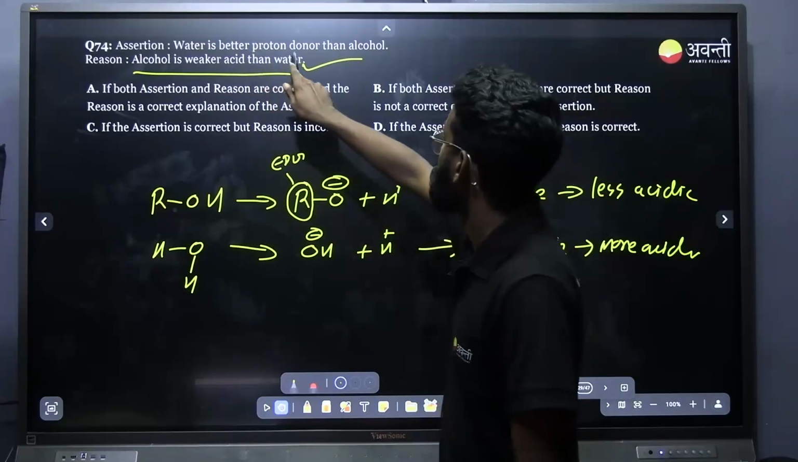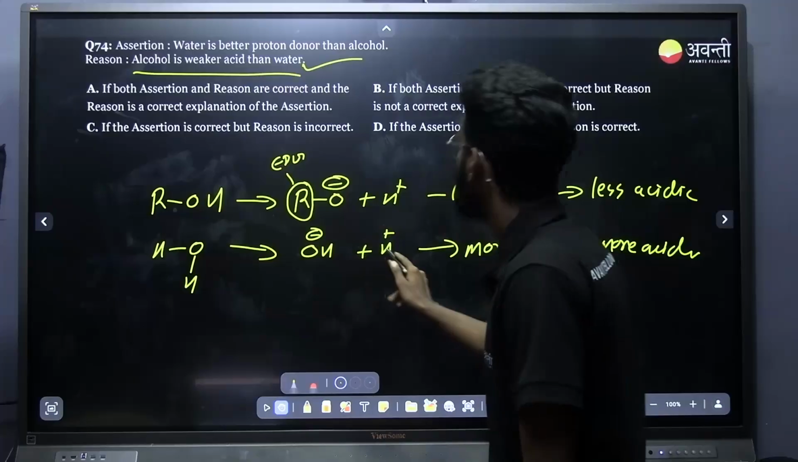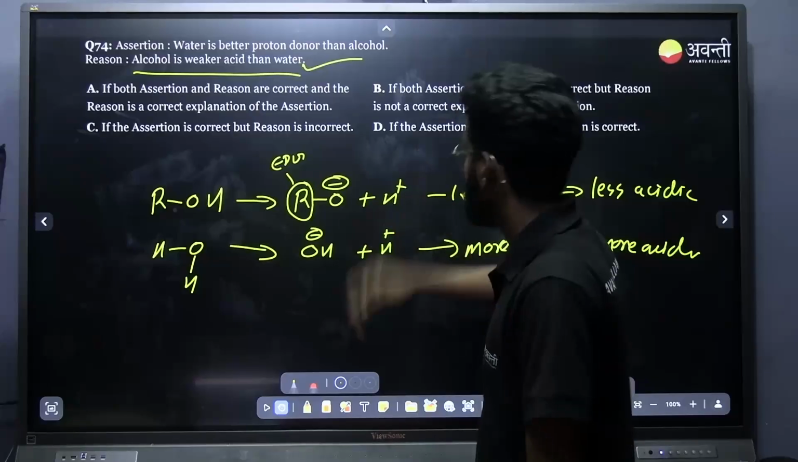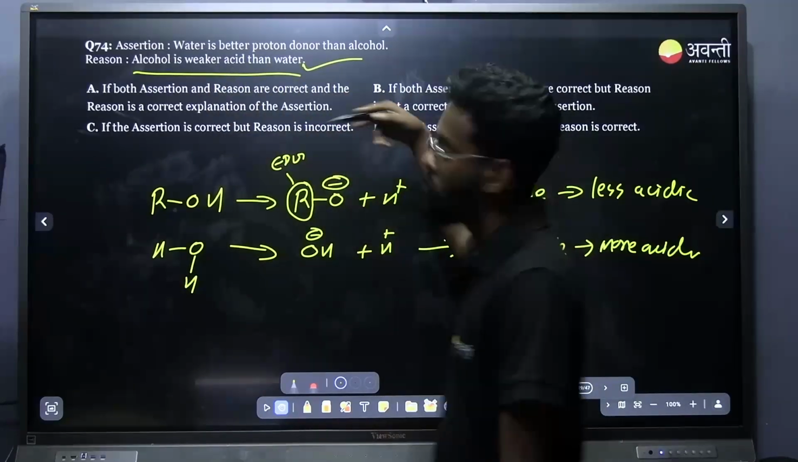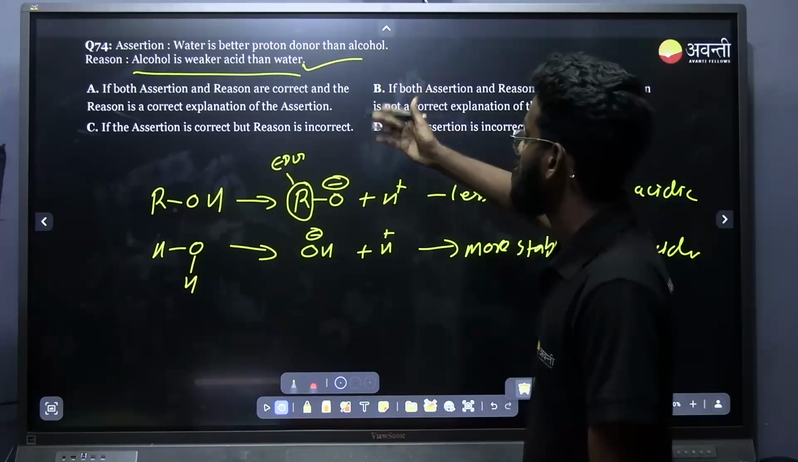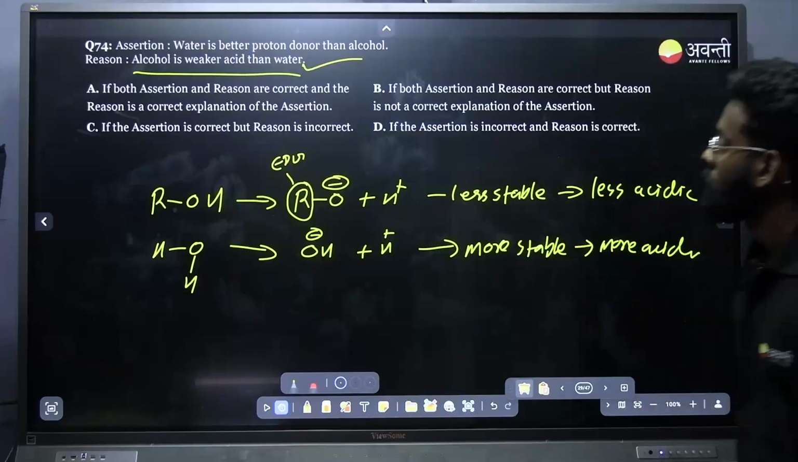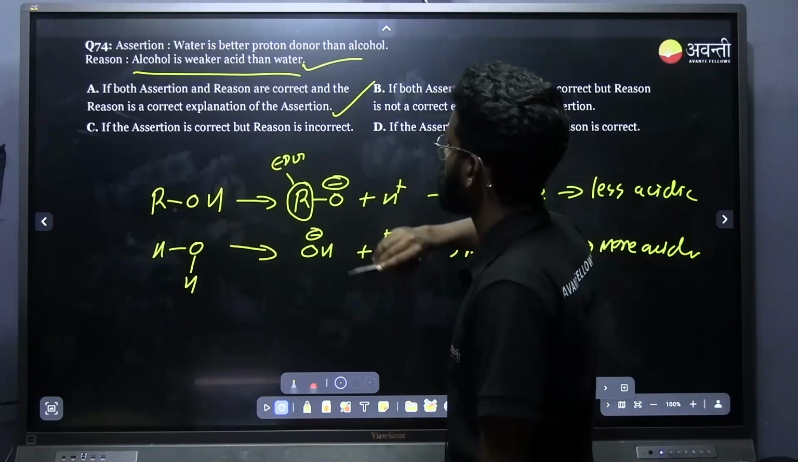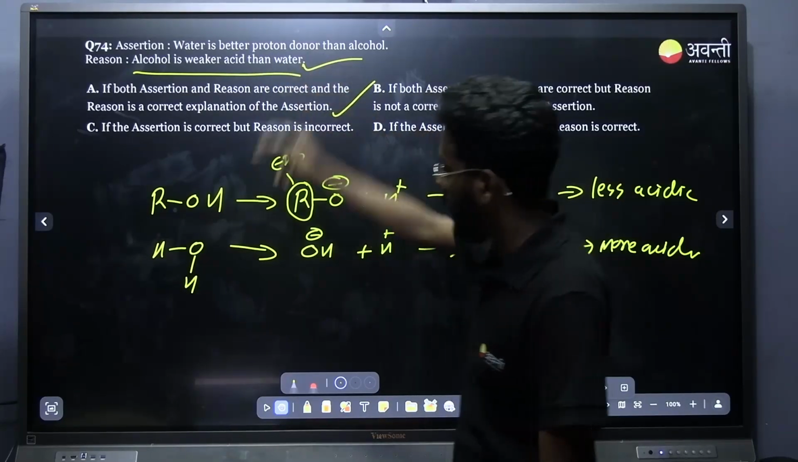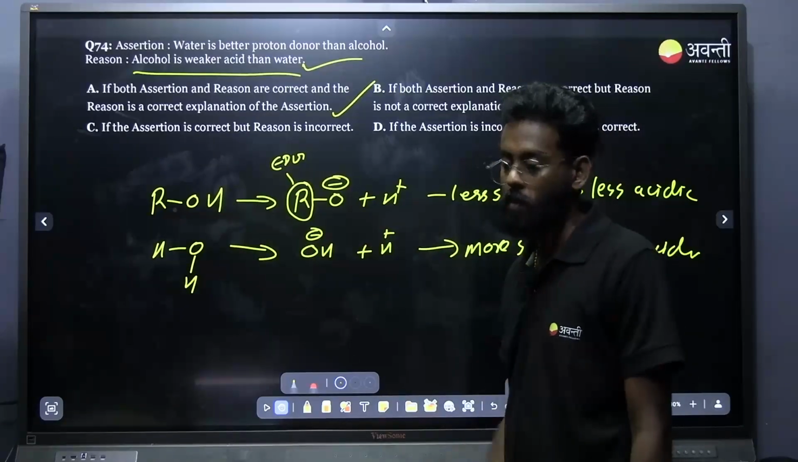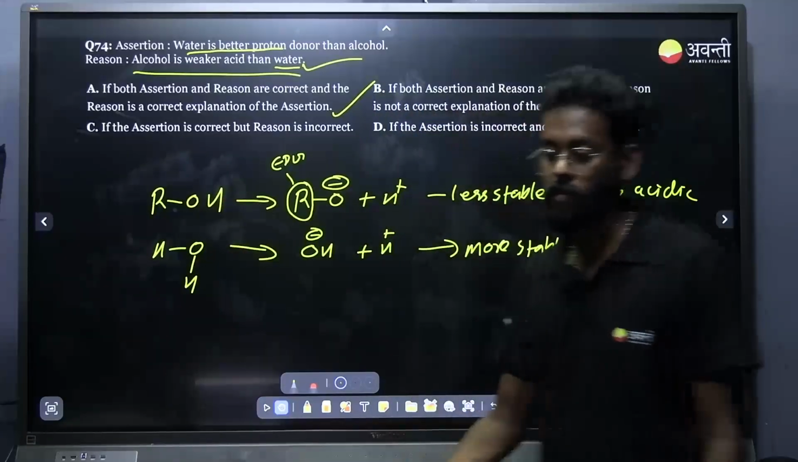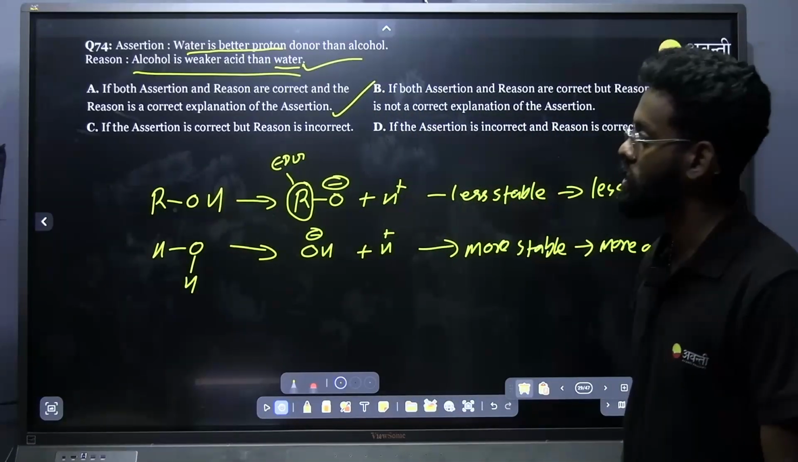Water is a better proton donor than alcohol. That is the reason why alcohol is a weaker acid than water. Both are just given as reason and assertion in a different way. So both assertion and reason are correct, and the reason is also the correct explanation. Water is a better proton donor because water is a better acid than alcohol. So both are correct, and the reason is the correct explanation also.